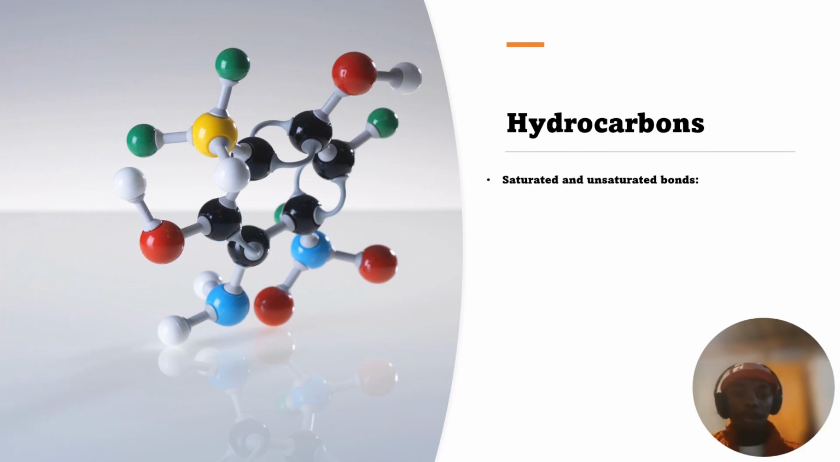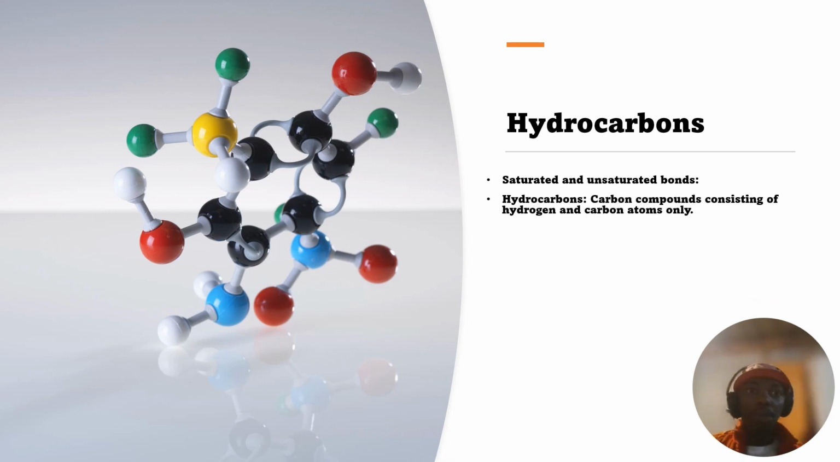Right. So it then says saturated and unsaturated compounds. So we're classifying these compounds as saturated and unsaturated, and we're dealing with hydrocarbons, right? Hydrocarbons consist of hydrogen and carbon atoms only. So there isn't any other element found in the hydrocarbons. It's only the carbon and the hydrogen atoms.